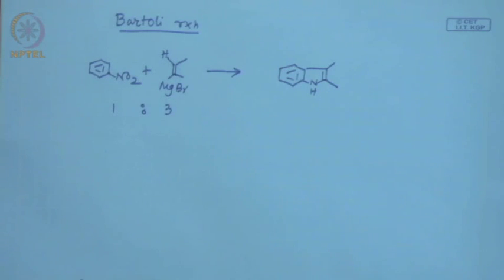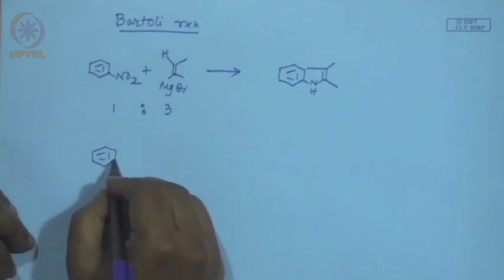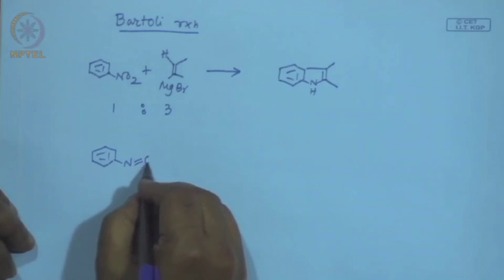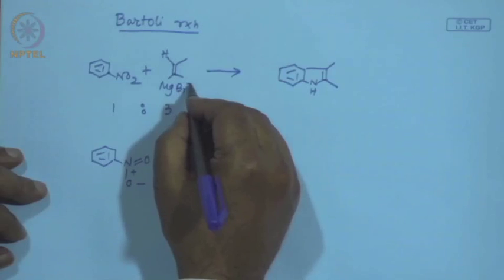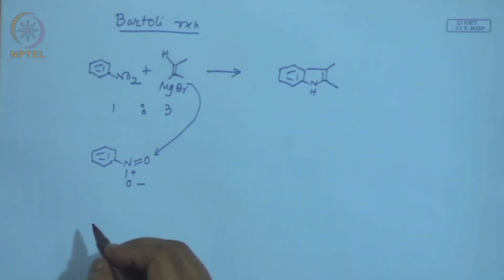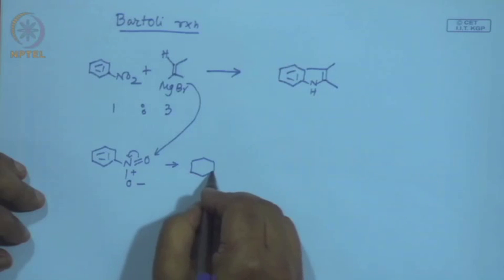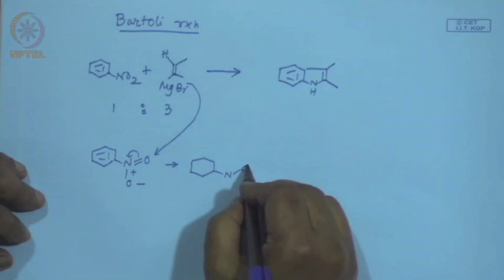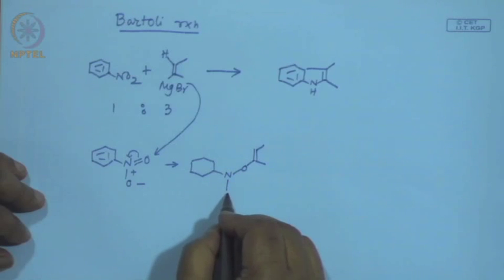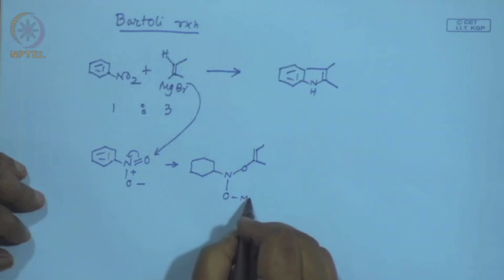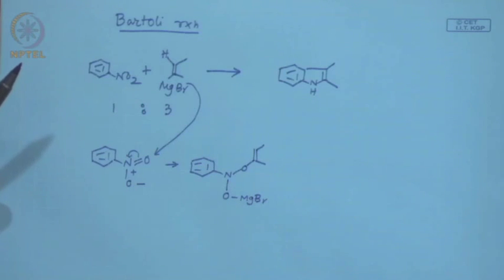What is the mechanism? Mechanistically, there are three different steps. The first step is a kind of unique reaction, which we often do not expect. If you look at this nitrobenzene structure, the magnesium adds to the oxygen and the nitrogen charge is neutralized. The result is you get an oxygen-linked vinyl group, nitrogen is now neutralized, and this oxygen is now linked with magnesium bromide, fine.